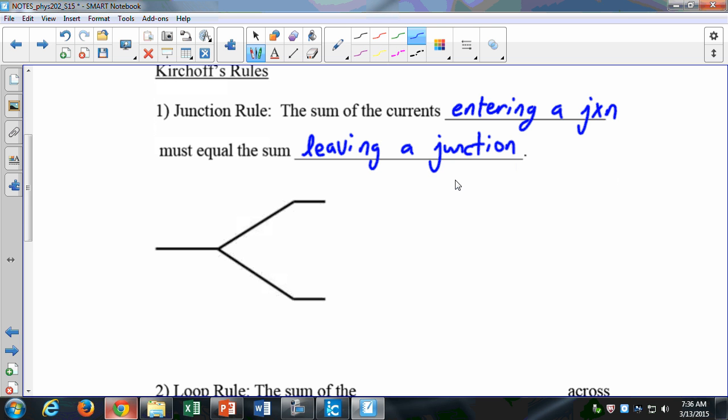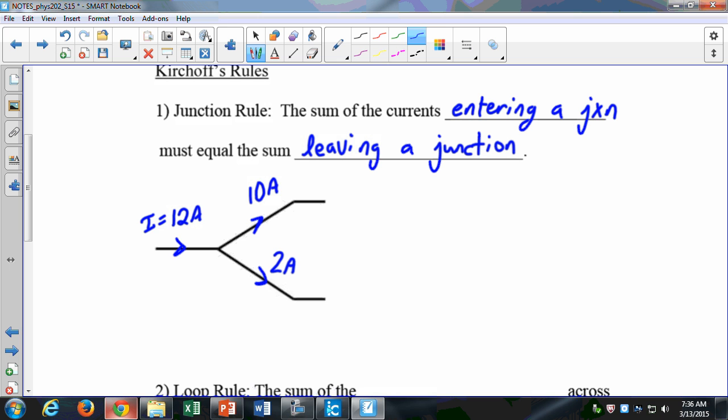Remember we talked about this when we did resistors in parallel. That whatever current enters a junction has to leave that junction. So for example, if I have a current, I don't know, equal to 12 amps, and then I have a current here equal to, I don't know, 10 amps, then I want to know what this current is. What would it be? Right, it'd be 2 amps.